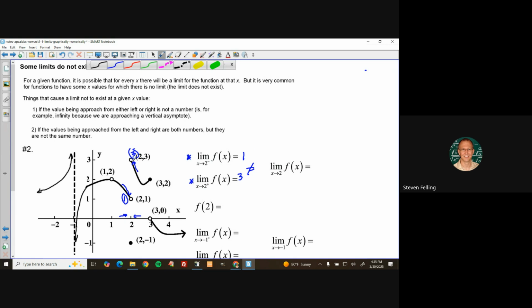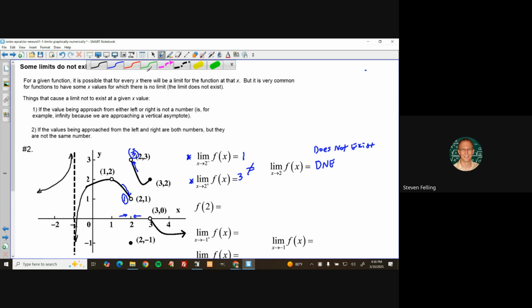So whereas we said that if the two y values are equal, we can declare the limit to exist at that value, if the two values don't agree, or one of the values is an infinity, then we have to say that the limit as x approaches 2 does not exist. It does not exist, or is non-existent. Typically, we use the abbreviation DNE for does not exist. So there's no single y value that's being approached when you're in the neighborhood of 2. Sometimes it's 1, but other times it's 3.